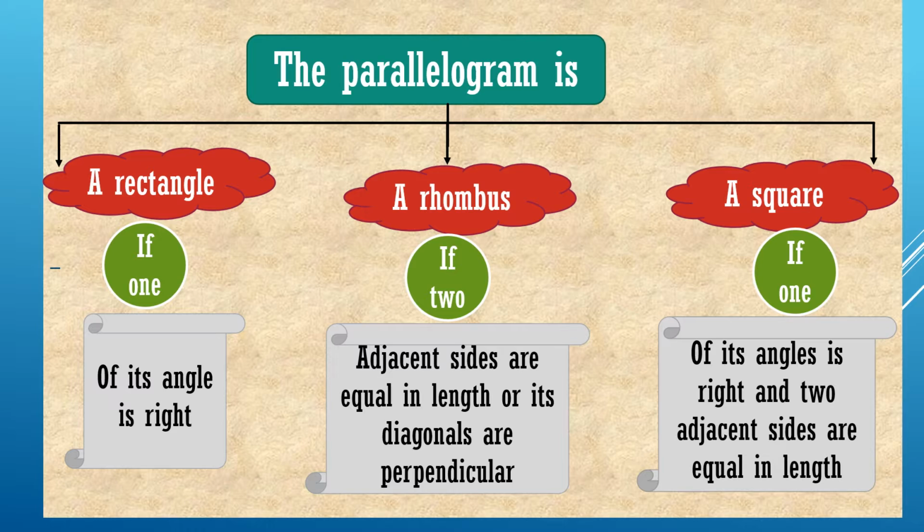Again, the parallelogram is a rectangle if one of its angles is right, is a rhombus if two adjacent sides are equal in length or its diagonals are perpendicular, a square if one of its angles is right and two adjacent sides are equal in length.